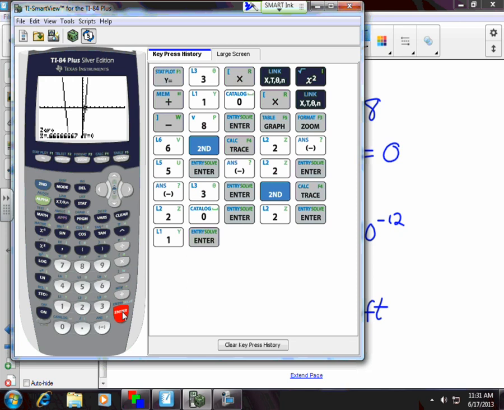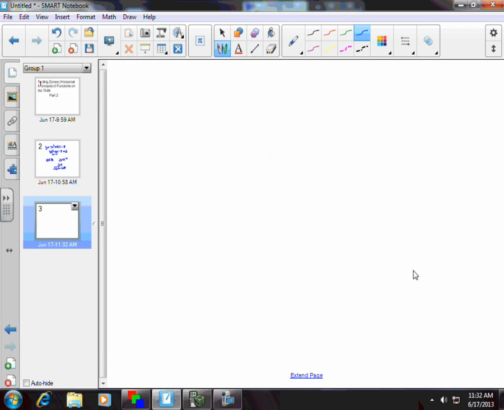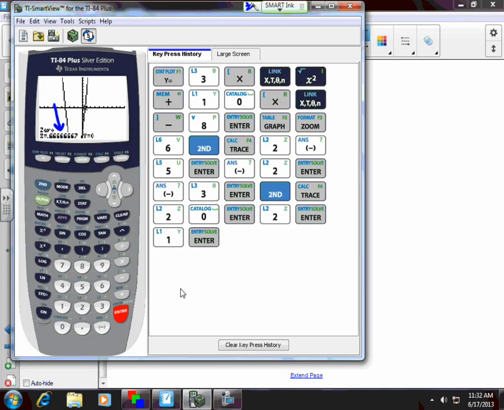Now, here is something else that I want you to be aware of. It's telling us the zero is 0.66666666, and then it rounds it to have a 7 at the end. I hope you can realize that 0.66666 and so on, which they round to 7, is in fact 2/3. So do keep in mind that the calculator will give you a decimal approximation.